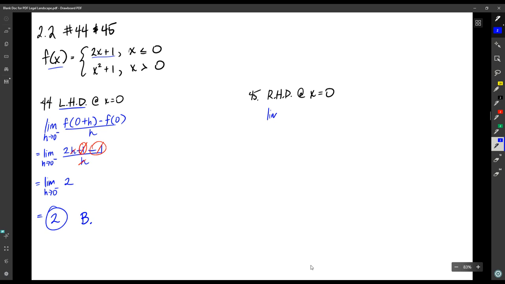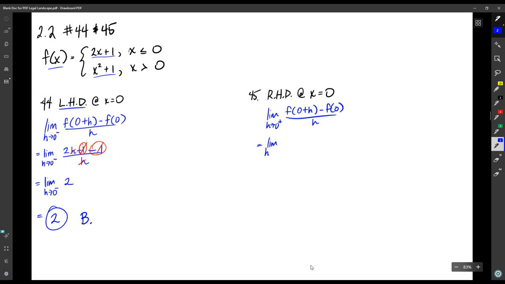So this is also a limit. Limit as h approaches 0, now from the right. Still, it's going to be the same inside formula or quotient. So it's f of 0 plus h minus f of 0 all over h. The difference between 44 and 45 is that with the right-hand derivative, we're going to use the function rule that governs all the x values to the right of 0. So x squared plus 1.